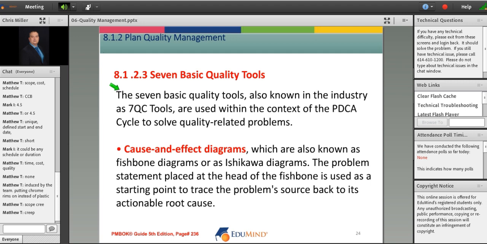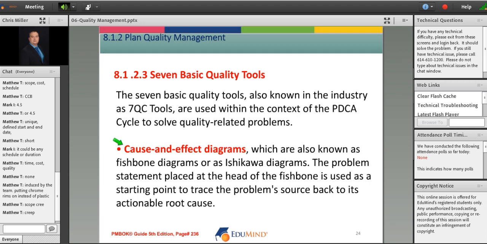The seven basic quality tools, also known in industry as the seven QC tools, are used within the context of the PDCA cycle to solve quality-related problems. The Plan, Do, Check, Act, remember from the other day. First one we'll take a look at is the cause and effect diagram, which is also known as a fishbone diagram or Ishikawa's diagram. On your brain dump, you should have seen the name Ishikawa, and you definitely want to know that when you hear or see that name, you want to automatically trigger fishbone diagram.